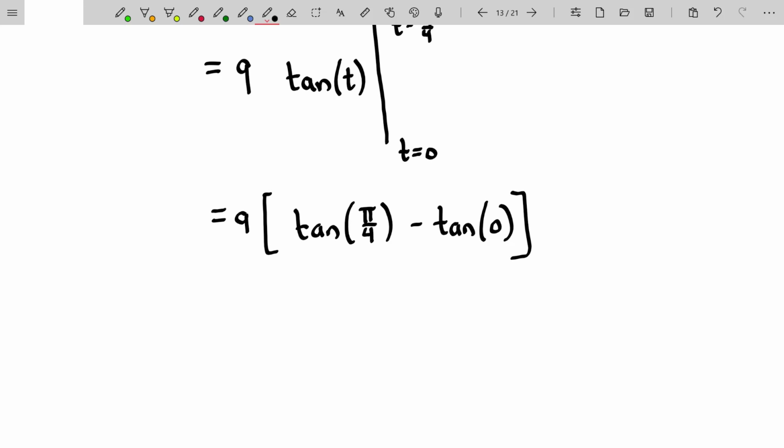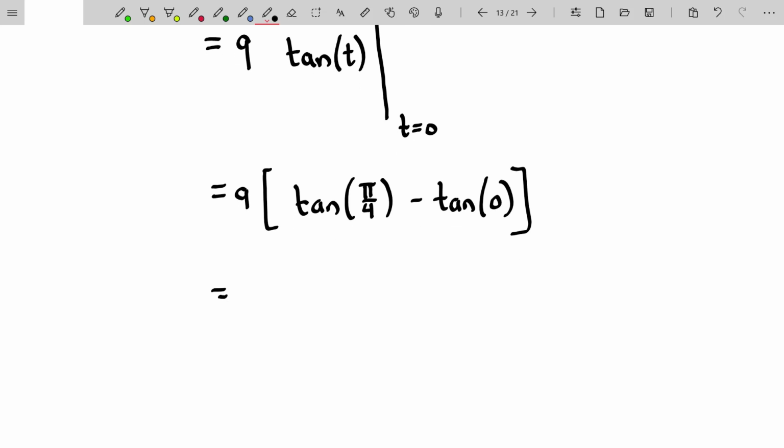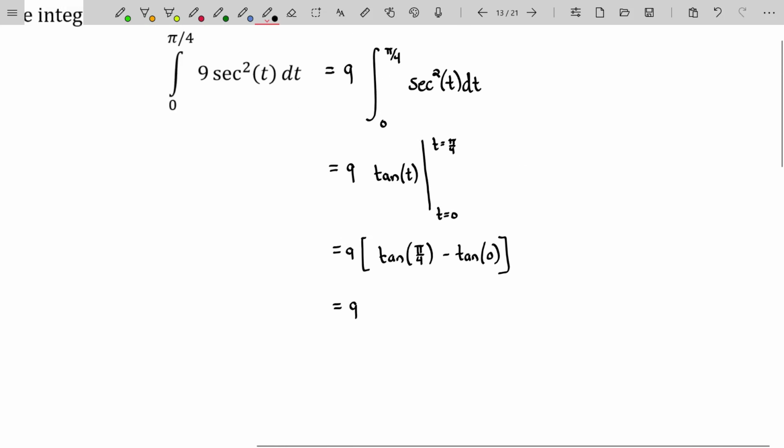You should already have a couple full semesters of trig behind you, so there is no excuse for leaving these as tangents of pi over 4 and tangents of 0. You should know tangent of pi over 4 is 1, tangent of 0 is 0, so this is going to be 9 times 1, or 9.